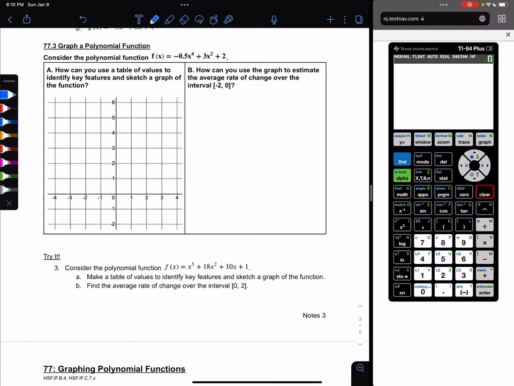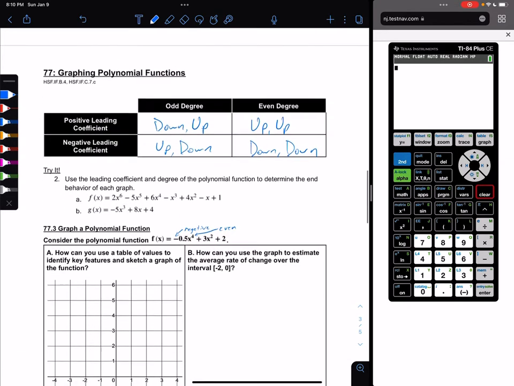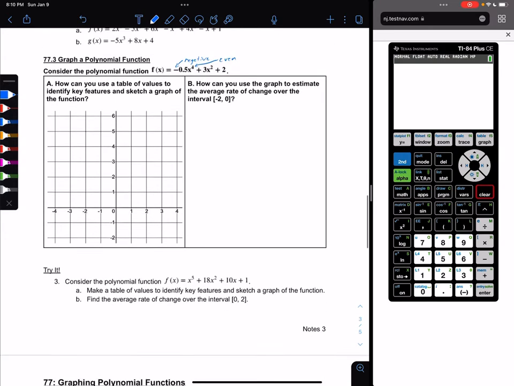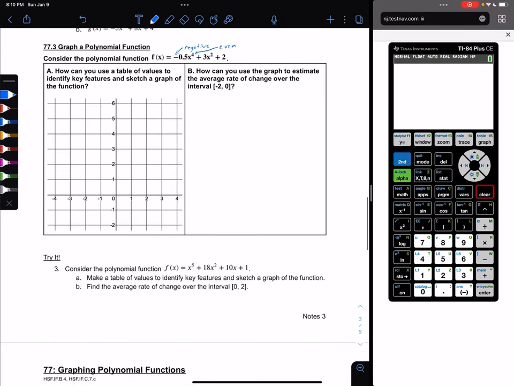So we have negative here, and it is even. And that is even. So if we go back to our chart here, right, we have negative even. So we should have end behavior of down, down. Okay, so we just want to keep that in mind. It's good to reference that.